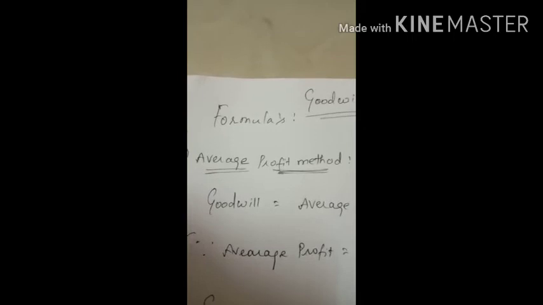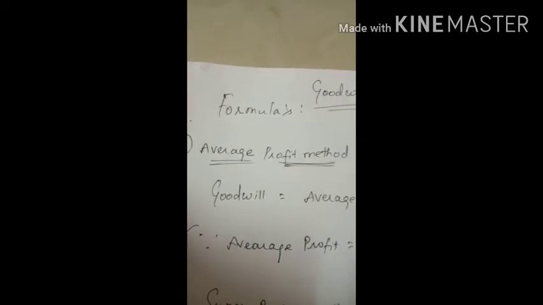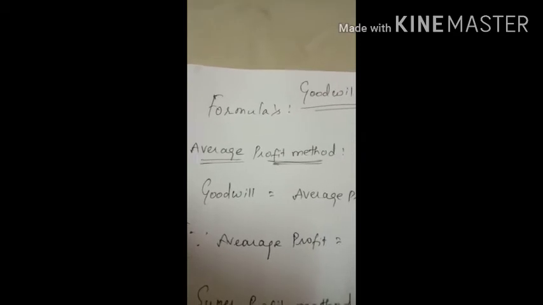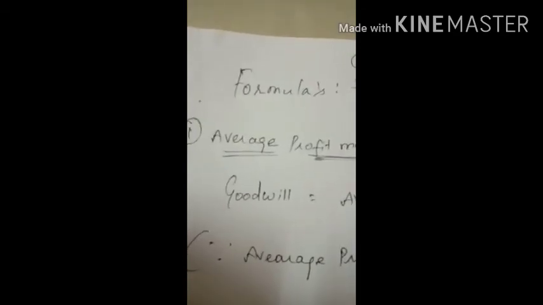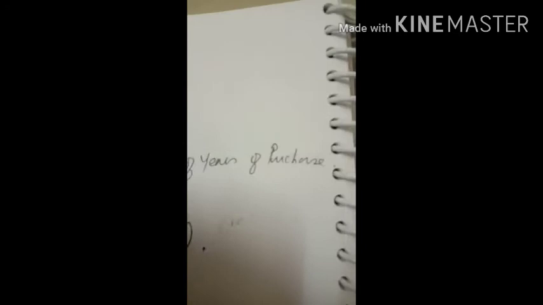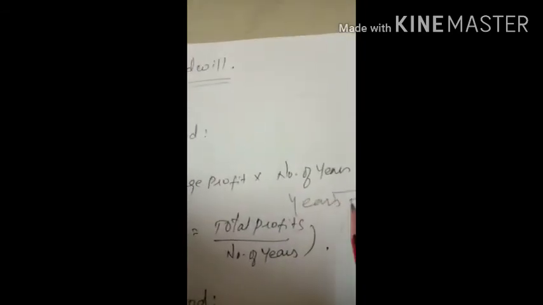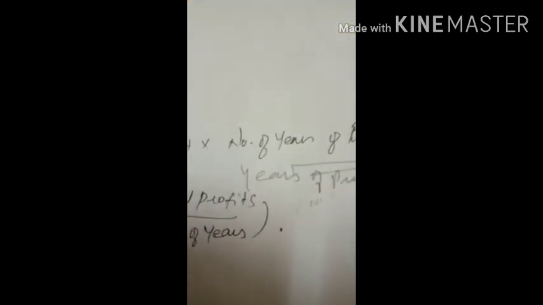So they may fix some average amount, or they may expect some percentage of profit that will be earned by the business during the financial year. So that becomes the average profit method. Based on this, we'll find the value of the goodwill. Goodwill is equal to average profit into number of years of purchase. Here, years of purchase always refers to years of profit, the years of profit that have been taken into account.